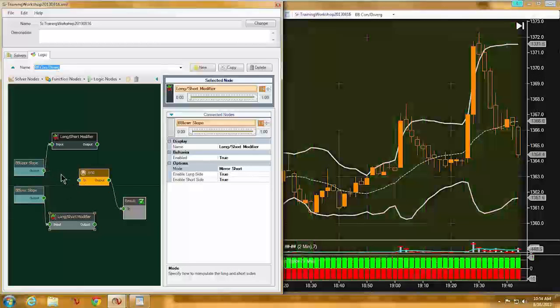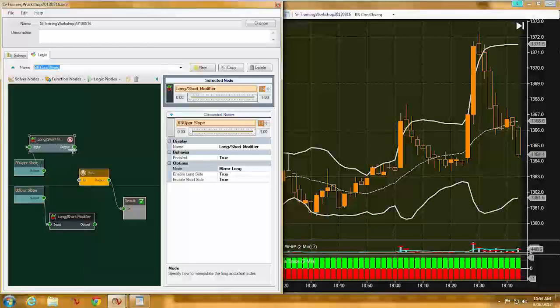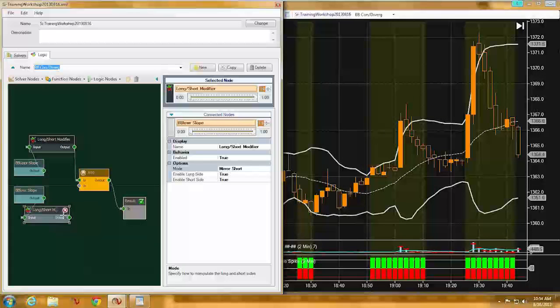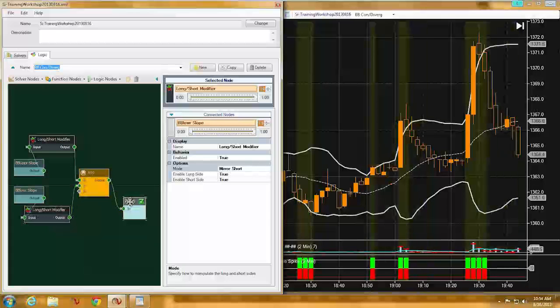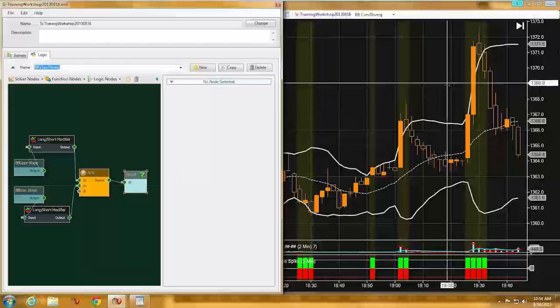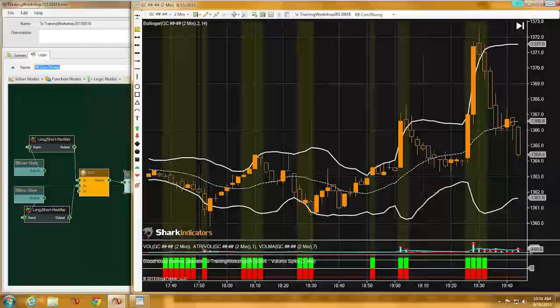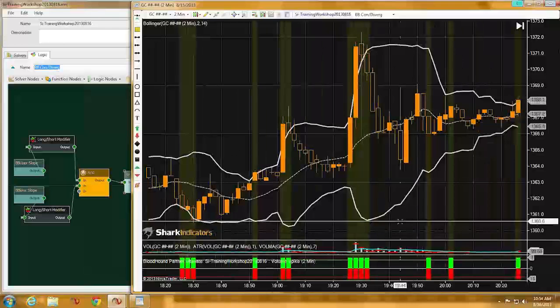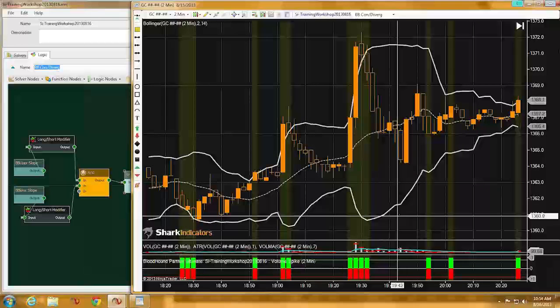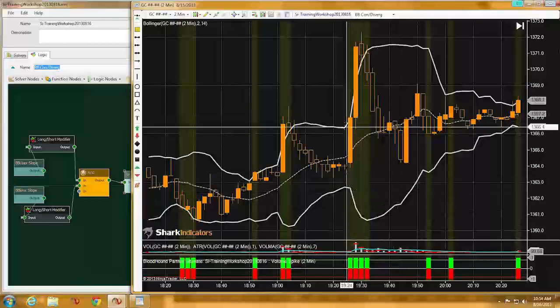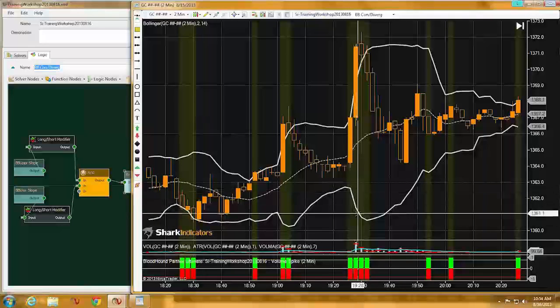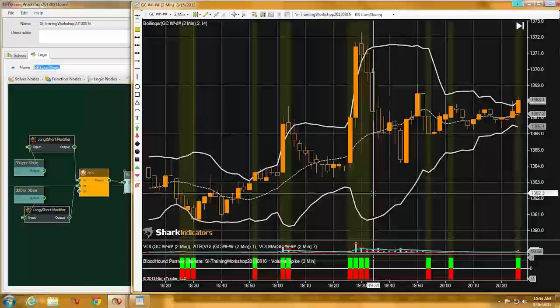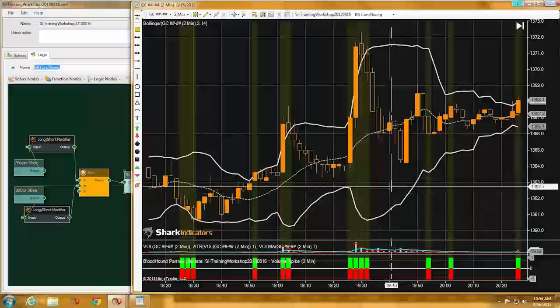So I'll disconnect those. Connect that up. And there we go. So now what we have marked is basically like a perfect divergence. Upper band's going up, lower band's going down. It's a perfect case divergence.